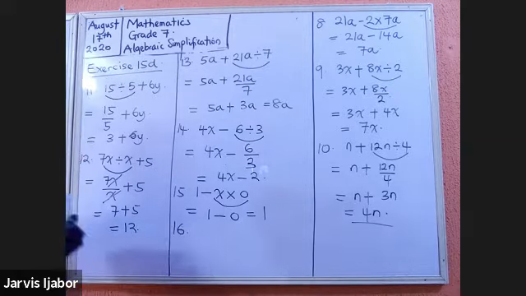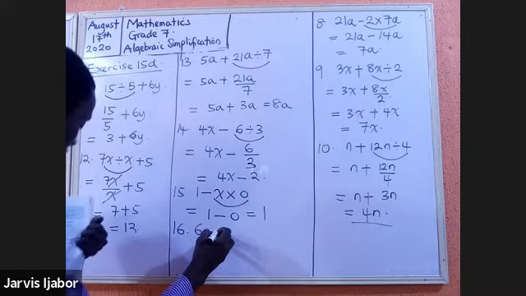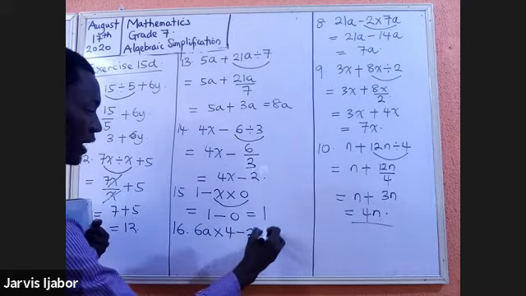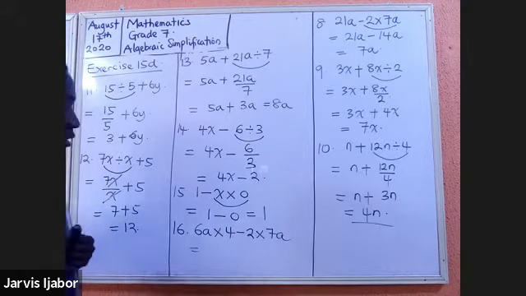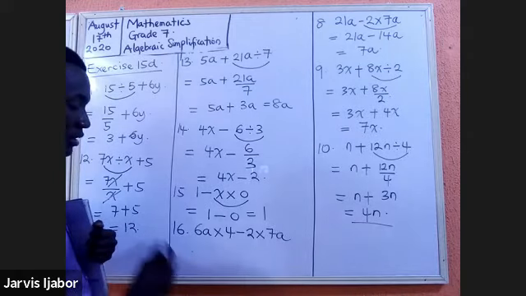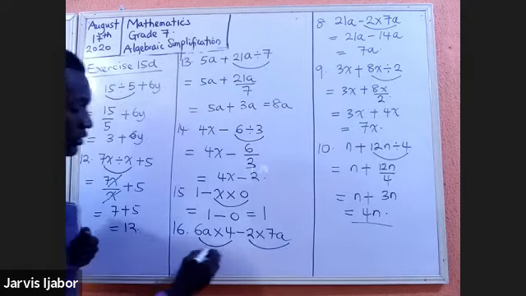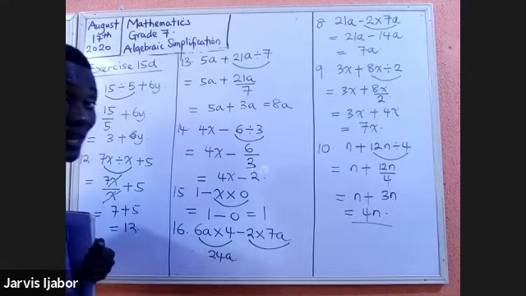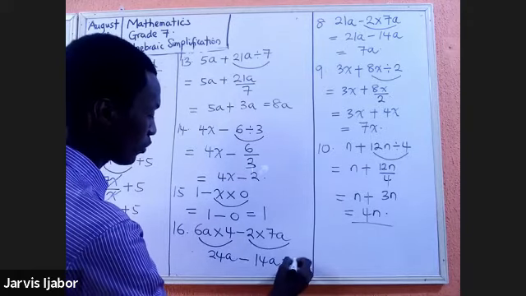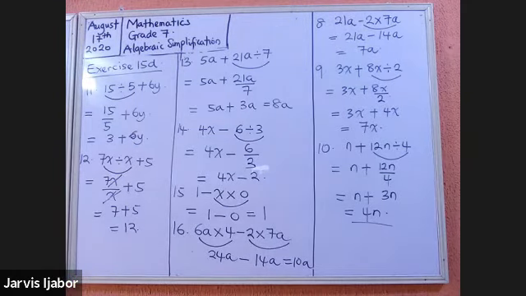Question 16. 6a times 4 minus 2 times 7a. So in this case, you will do the multiplications. No, these two, you multiply these two, and then you multiply these two. I seen it. So this will be 24a. Please let's all pay attention. Minus 14a. And that will give me what? 10a as my final answer. So that one, 10a will be my final answer.